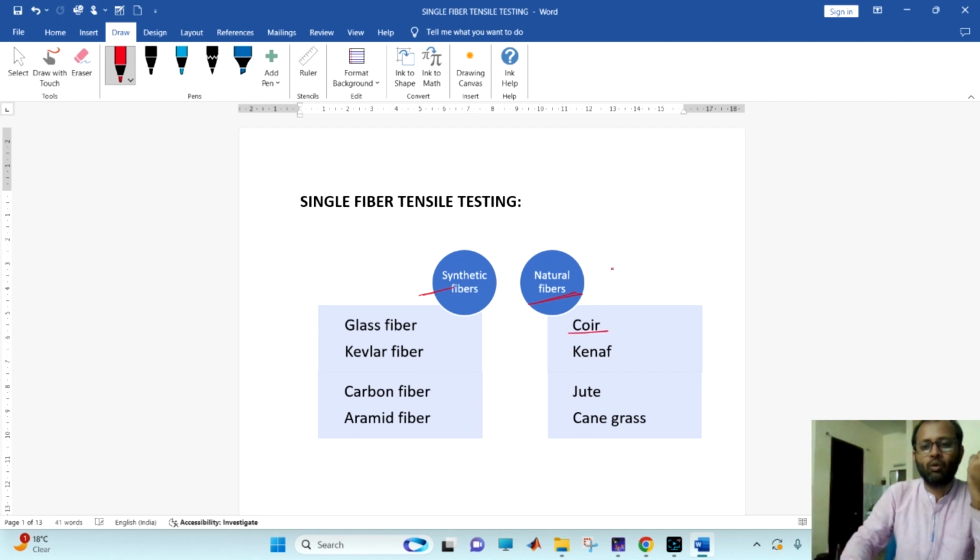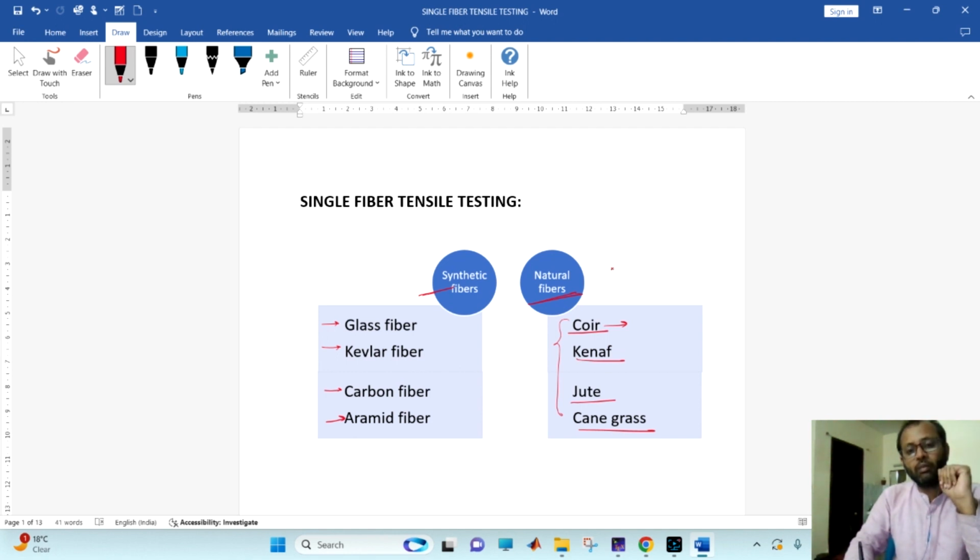For example, coir, that is the coconut outer covering fiber, quinoa, jute, cane grass, all these fibers we get from nature. The fibers made by human beings, or synthetically produced, are glass fiber, Kevlar, carbon fiber, aramid fibers. Those are the synthetic fibers.